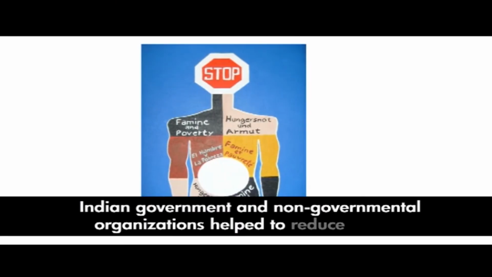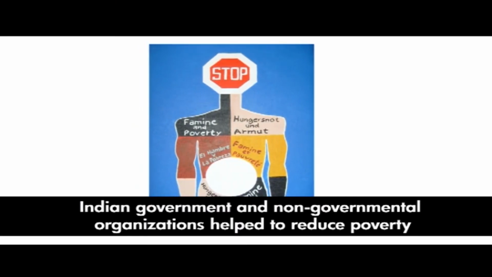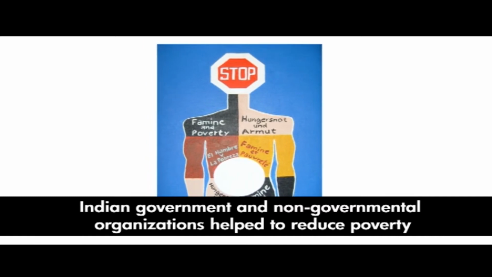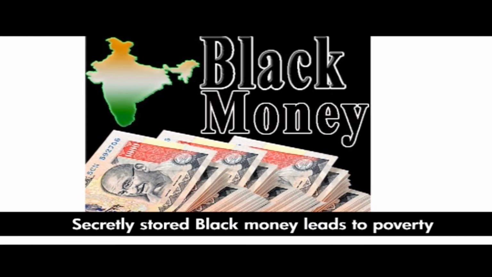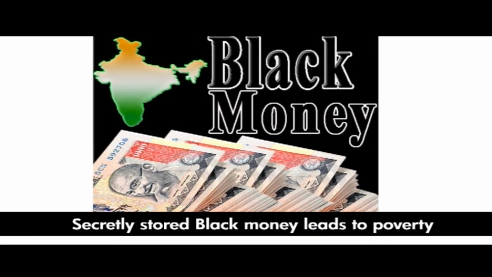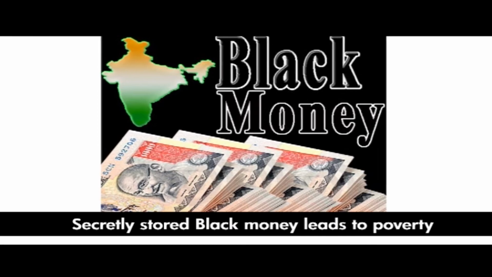Impact of poverty. Now let's see the impact of poverty. Since the 1950s, the Indian government and non-governmental organizations have initiated several programs to fight poverty, including subsidized food and other necessities. These measures have helped eliminate famines and reduce poverty levels, illiteracy and malnutrition. Black money secretly stored abroad, along with foreign aid, has also contributed to the slow pace of poverty alleviation in India.